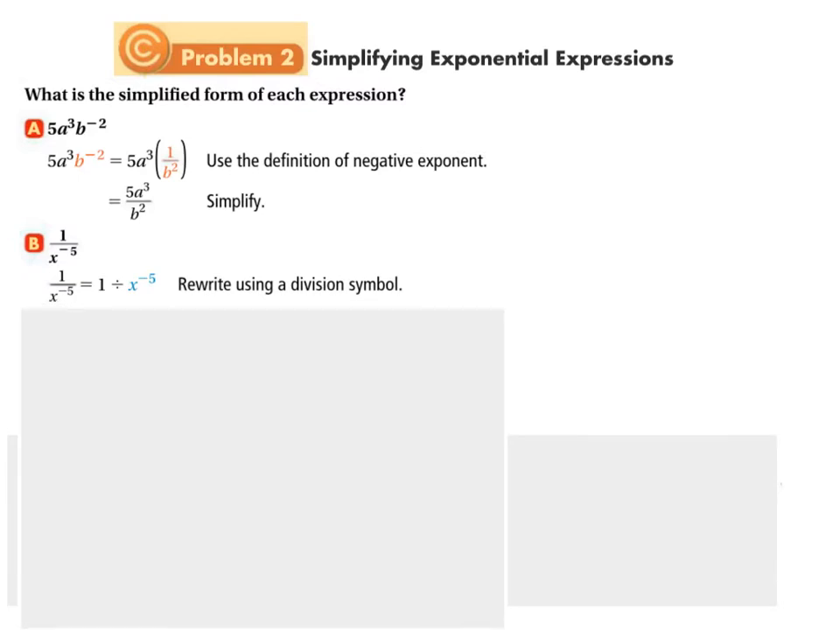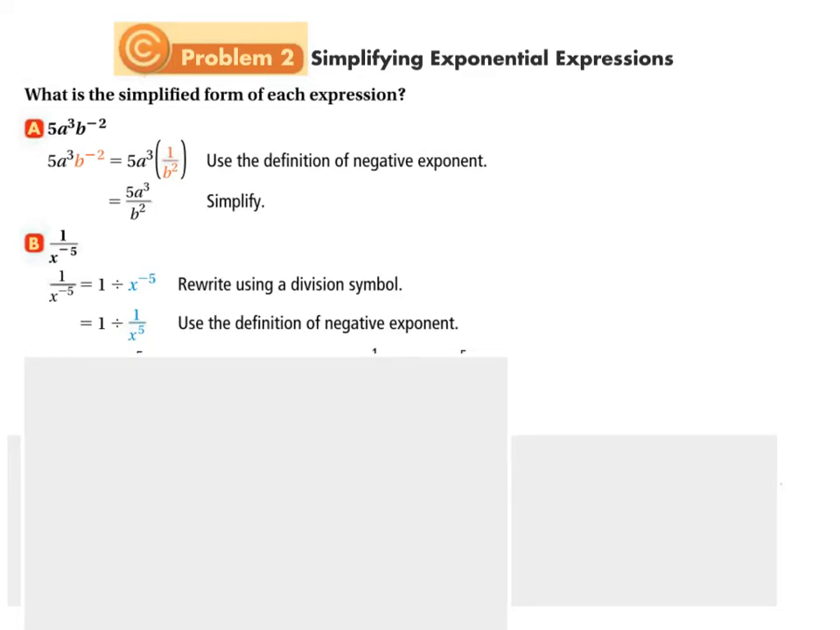We get, they're writing it as a division symbol, 1 divided by x to the negative fifth, and x to the negative fifth is the same as 1 over x to the fifth. So you have 1 divided by 1 over x to the fifth. And remember, what is it, keep, change you were taught. So keep the 1, change to multiplication by changing to the reciprocal, like that. Okay?